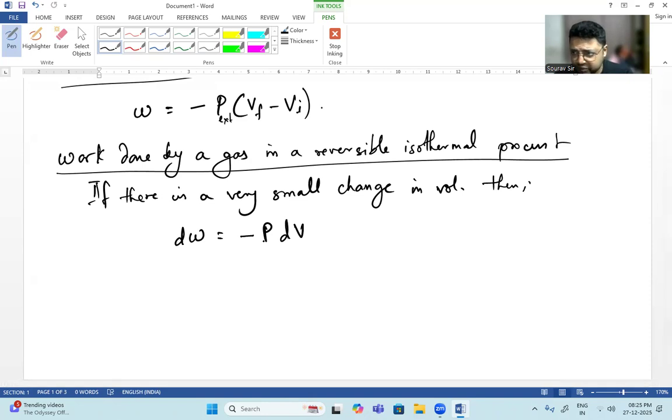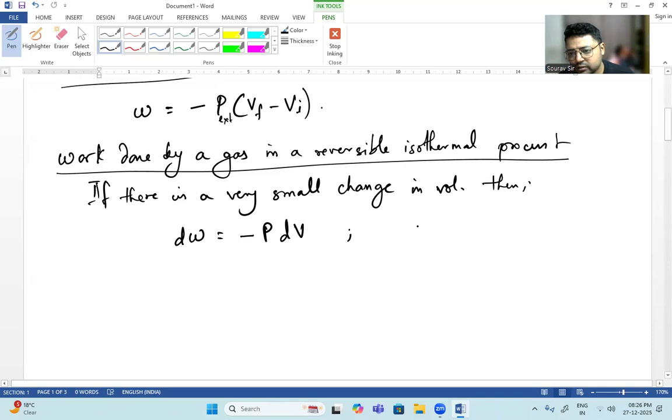Now, the pressure applied is also to be constant here. So if we want to integrate this, we have to understand where it stands. P dV. So what is P dV?